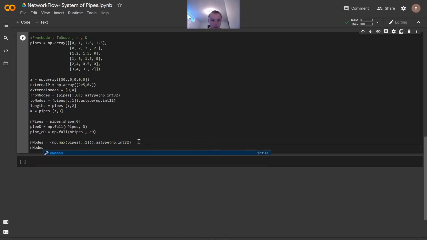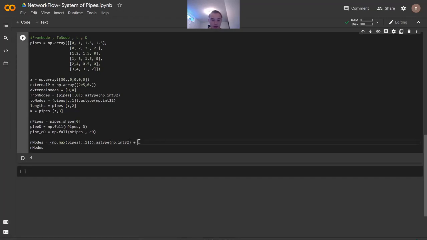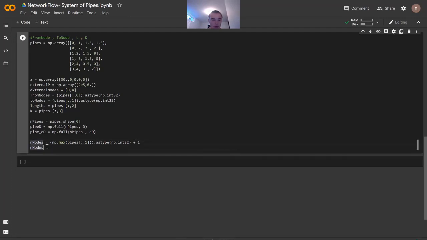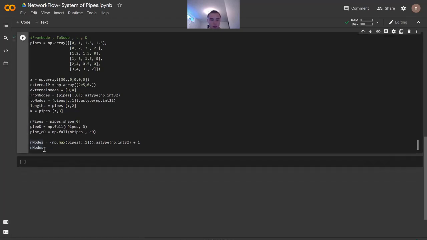Number of nodes. Okay. Right now it says 4. But we have to remember Python indexing is weird. It starts from 0. So we need to make sure we add this plus 1. And we add that 1 in order to get the correct number of nodes, which should be 5. Yep. Okay. So now we have 5. And we just needed to add that 1 because Python indexing starts from 0.